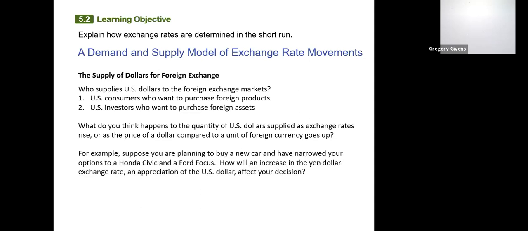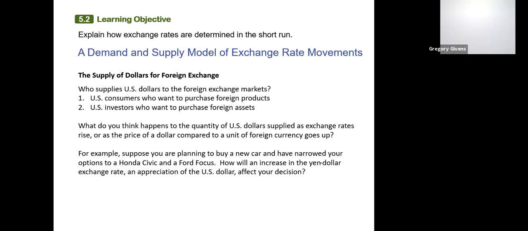Here's a simple little example to illustrate that point. Derek, let's suppose that you are planning on buying a new car. You've narrowed your options down to a Honda Civic and a Ford Focus. How will an increase in the yen-dollar exchange rate, that is an appreciation of the US dollar, affect your decision? So right now you're completely indifferent, but all of a sudden you wake up today and the dollar has strengthened relative to the yen.